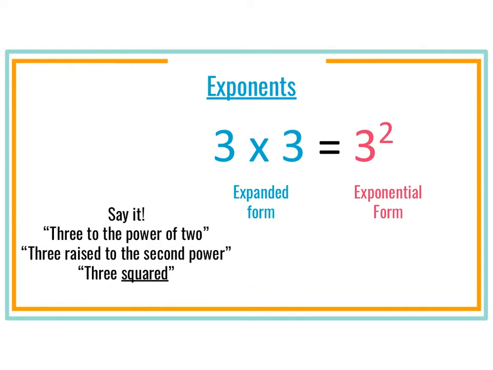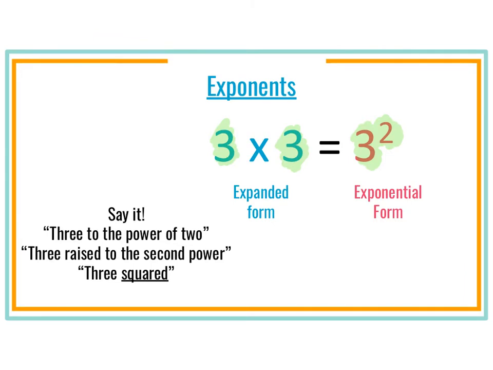In this example, we see 3 as our base number and 2 as our exponent, written in exponential form. The 2, our exponent, tells us how many times to multiply out our base number 3. So we're going to multiply 3 out 2 times. On the left, we see 3 times 3, multiplied out 2 times. This is our expanded form.